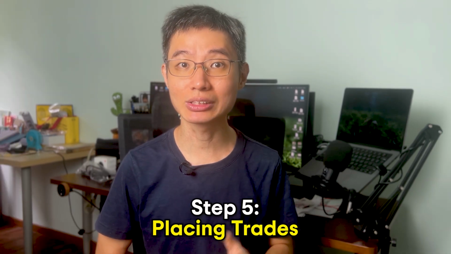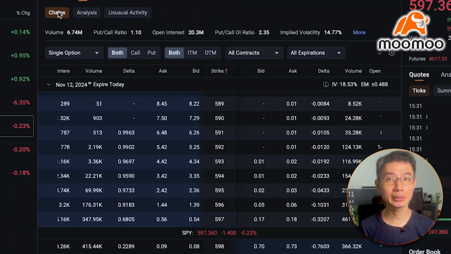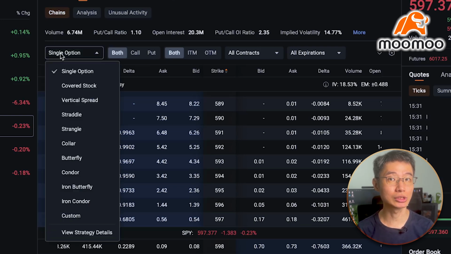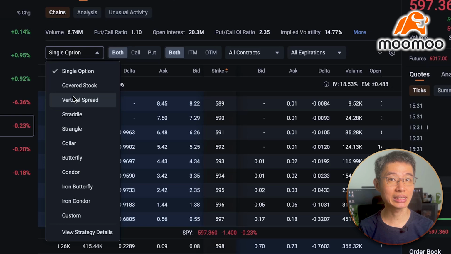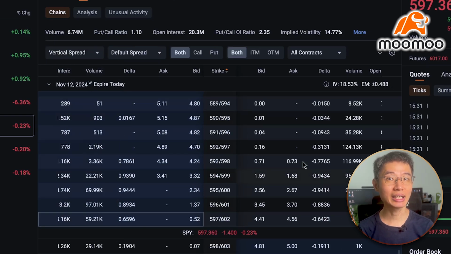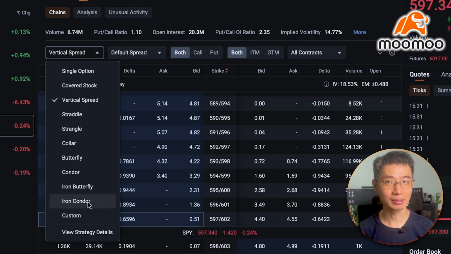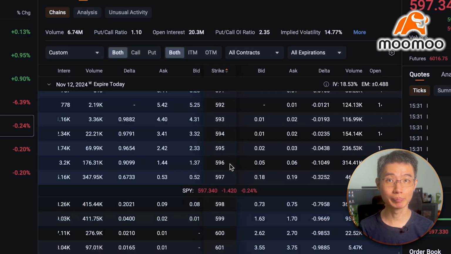Now, once I've identified my strike price, the next step is to place my trades. By default, moomoo desktop only allows me to place a single options trade. So by clicking on it, I will see all the option strategies that it supports. I can choose the vertical spread option, where they'll automatically help me to combine the options together. But personally, I prefer custom, as it will give me the flexibility to build my own spread.